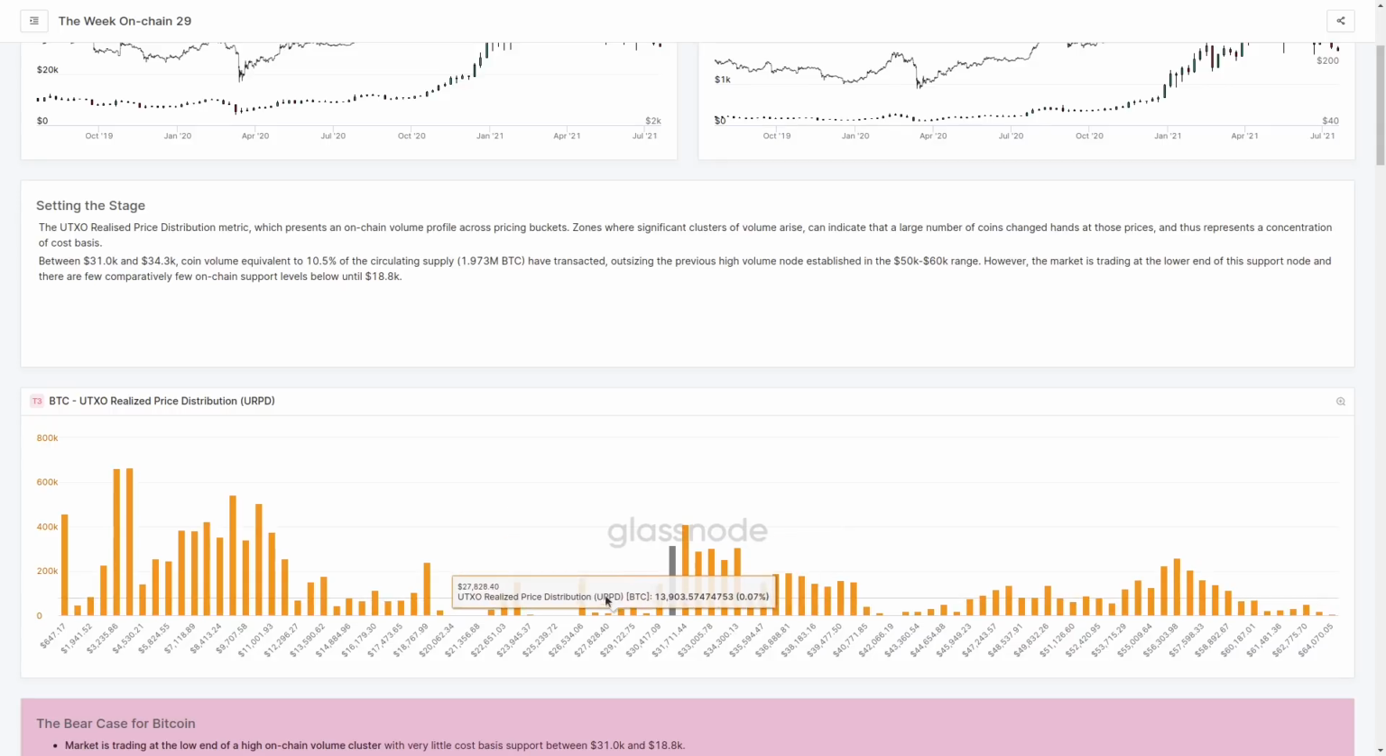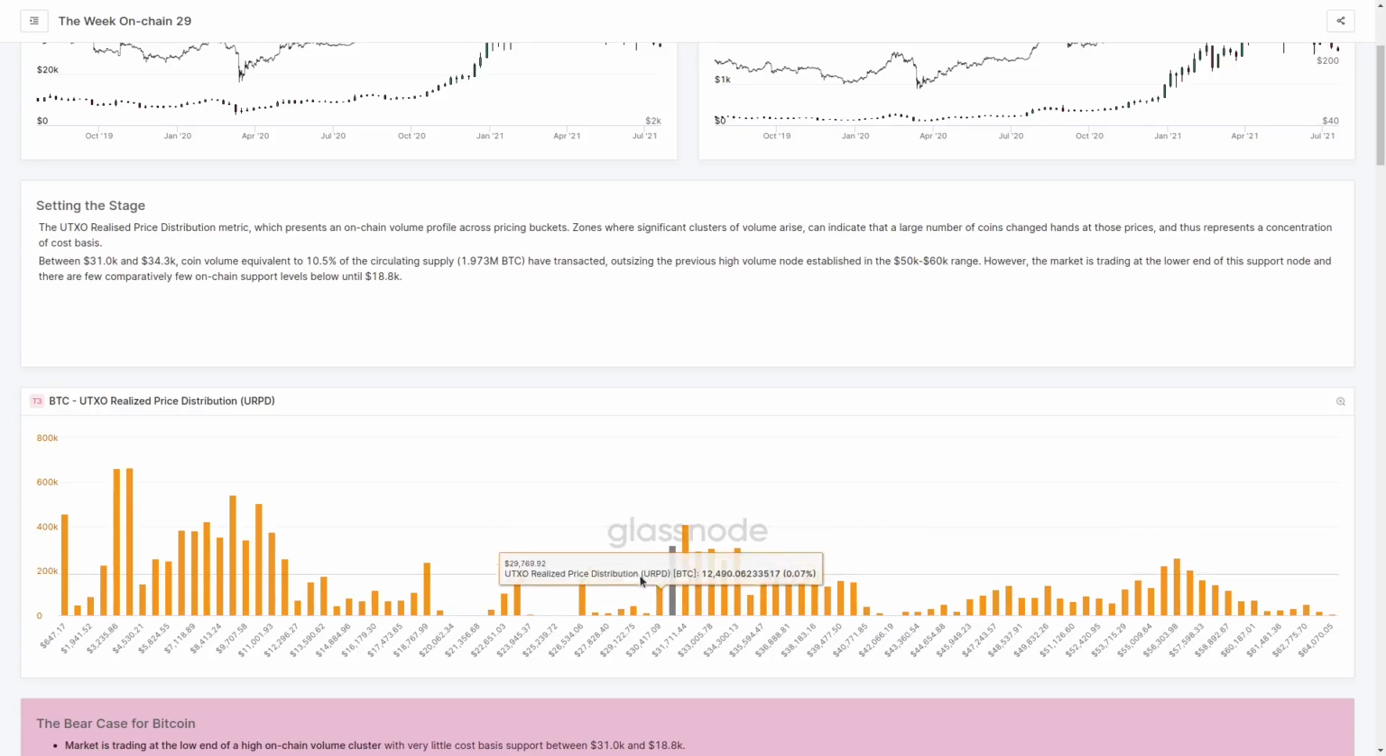Now, what we can also see is that there's very sparse volume all the way down to about 18,800. So really, between here and last cycle's all-time high, there's not a huge degree of volume. Now, you can see that we're trading at the lower end of this range, and the way to interpret this is two things. One, a large proportion of accumulation has gone on in this zone, so that suggests that there is a buy support here. There's not a lot of volume underneath that.